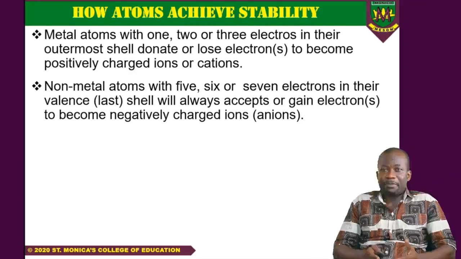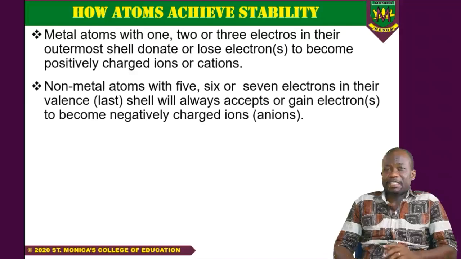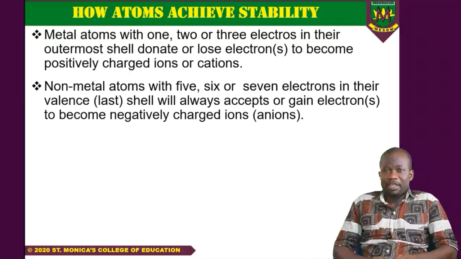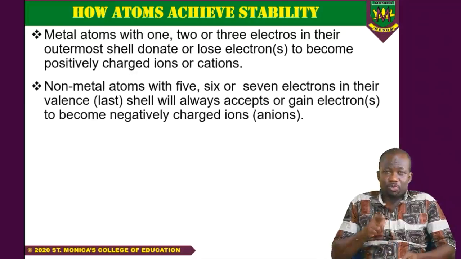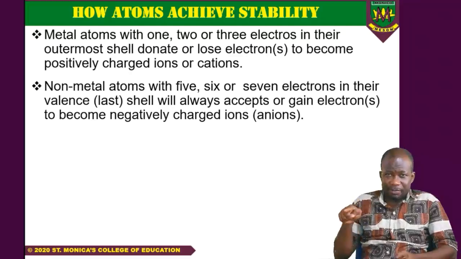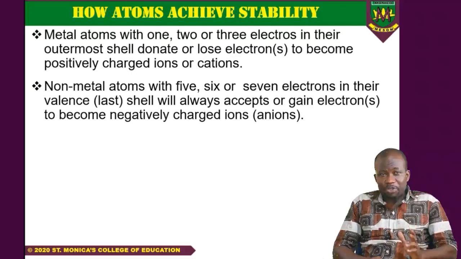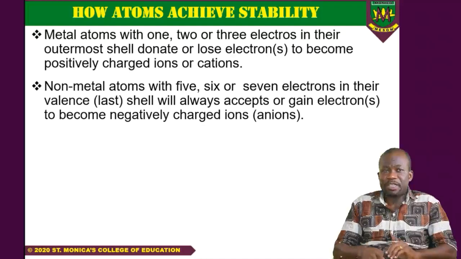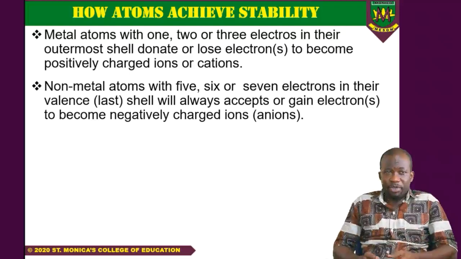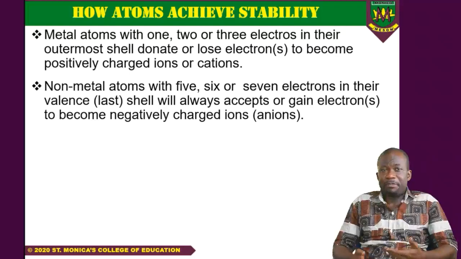Chlorine is also atomic number 17, and then it has 17 electrons. And so its configuration is also 2, 8, 7. And that 7 needs 1 to be added to it to make up 8 so that it will be stable. So atoms of elements with 5, 6 or 7 electrons in their valence or last shell will always accept or gain electrons to be added to it to become 8, so that they become negatively charged ions, which are called anions.